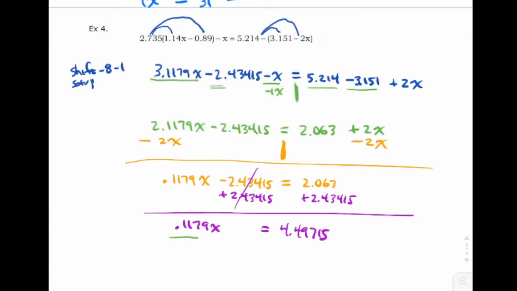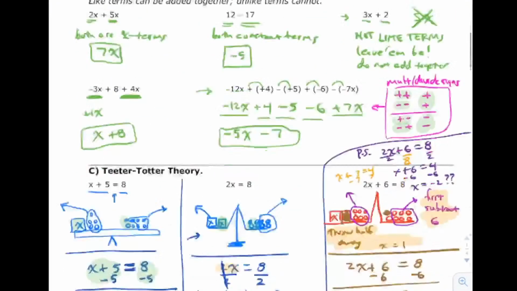And now we're just about there, folks. There's the x. You want to cancel off the x, right? This is what you want to go away. That way you have just an x over here. So make sure you enter this on the calculator correctly. A lot of times people will actually type the 4.49715 first, and then they'll say, oh, divide by the 0.1179, and that's not what you want to do.